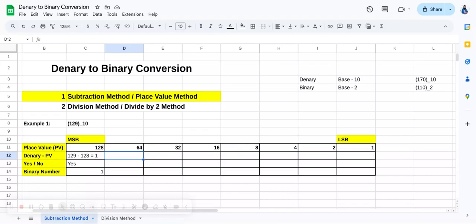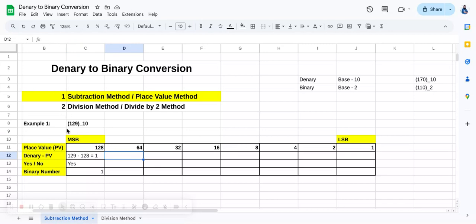Now what we need to do in the next cell, under the place value of 64, is look back at the previous column to see what our answer was after the calculation of denary minus PV. If it is a negative number, we will ignore it and look at the column before that, until we find the column which had a positive answer. Now in our case we are lucky here, we got 1 already, so we are going to use this number.